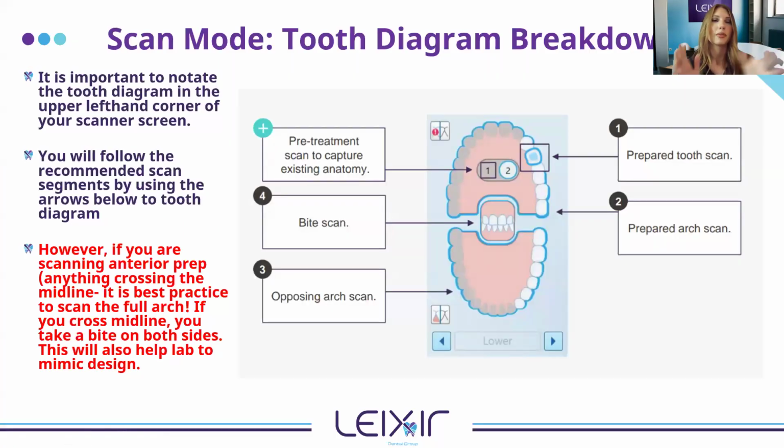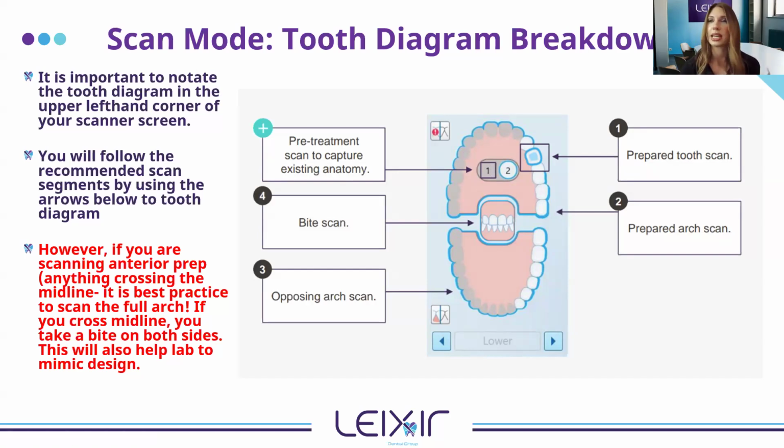All right, so we have our prescription. We're going into scanning. The tooth diagram, just going to highlight some things here. So when we select the pre-treatment scan, let's say our working arch is our upper. We're going to have a 1 and a 2 in that arch, as you can see here. So 1 is going to be your pre-treatment scan.